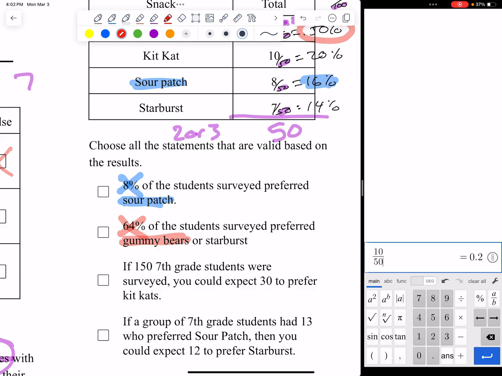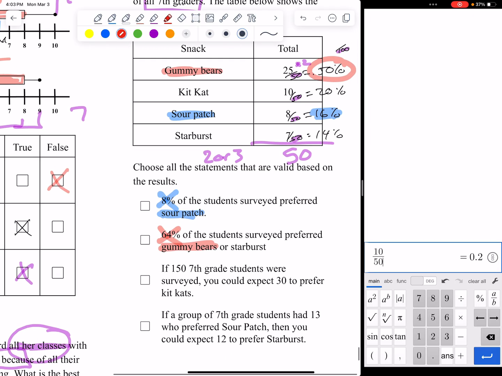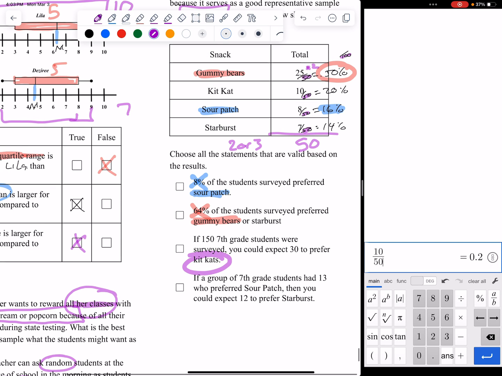So let's see. If 150 7th grade students were surveyed, you could expect 30 to prefer Kit Kats. So now I care about Kit Kats. So now I got to compare. For Kit Kats, I had 10 out of 50 versus whatever number out of 150. So how did I get to 150? I multiplied times 3. So if I do that to the 10, I should get 30. So is that what it was? Yes. So that one works out.